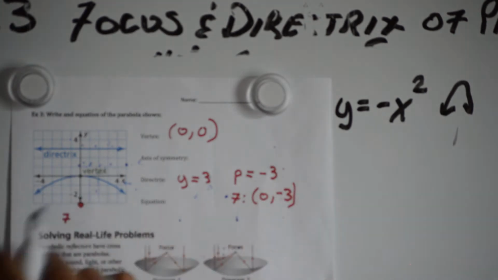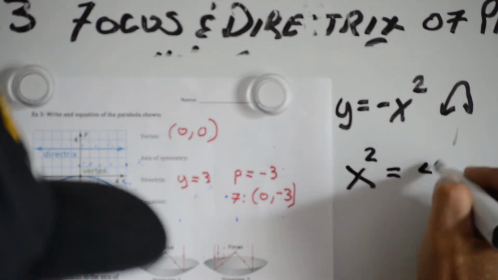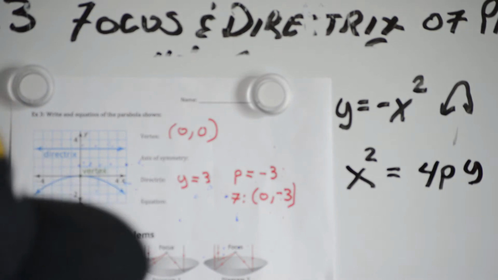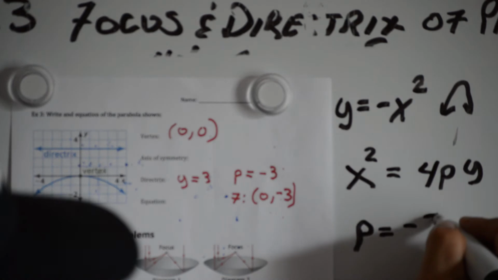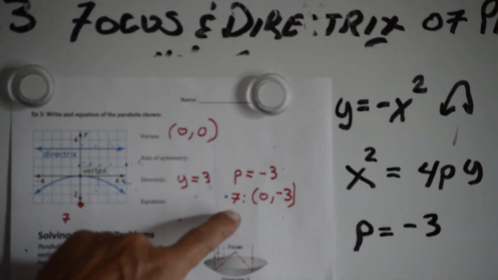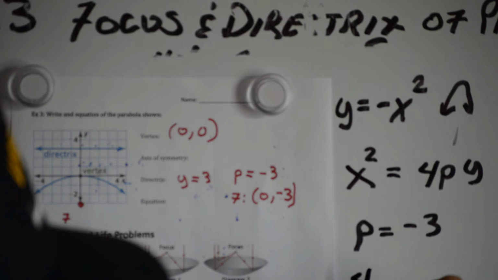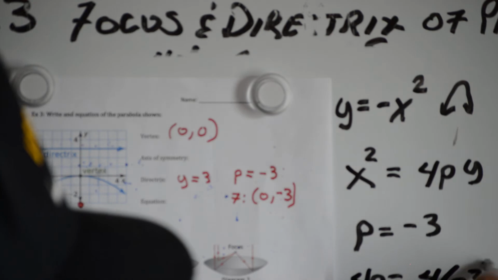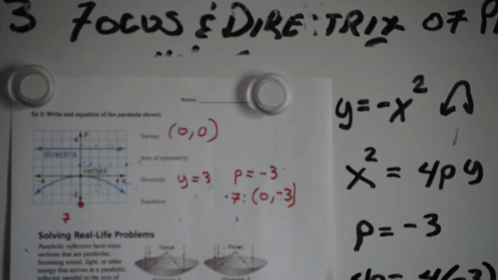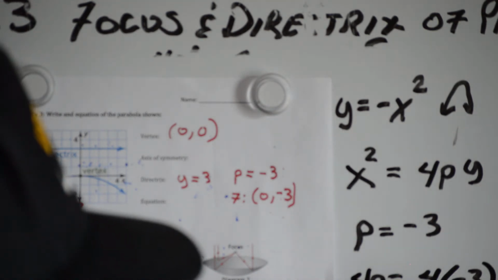So this is going to be x squared is equal to 4py. We know that p is equal to a -3, right? Because that's where our focus was. P is the distance from the vertex to the focus. That was a -3. So 4p is just going to be 4 times that -3. So 4p is equal to a -12.